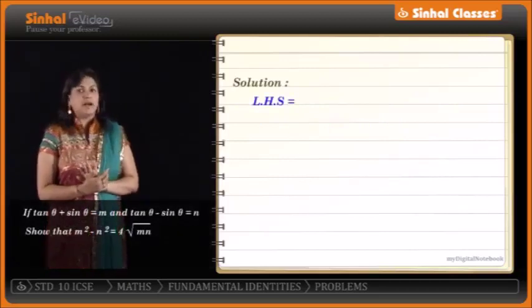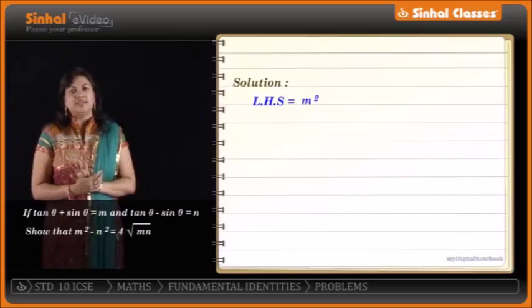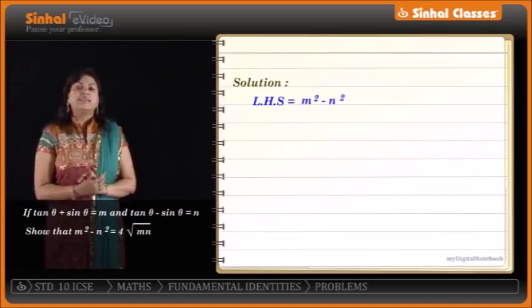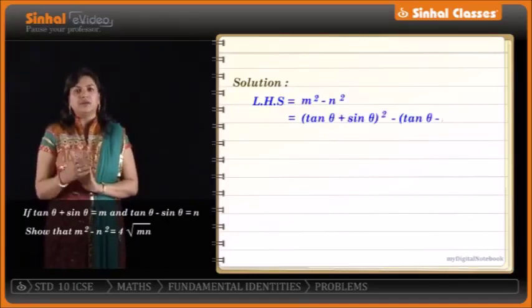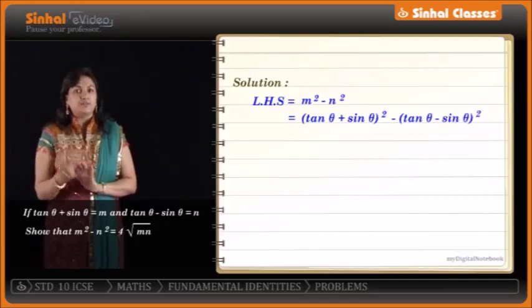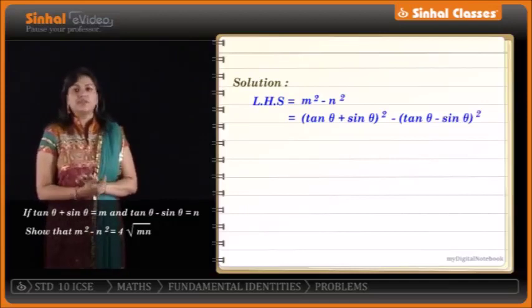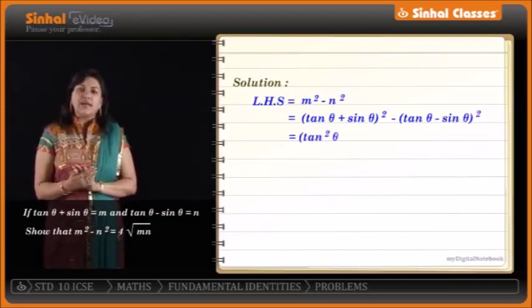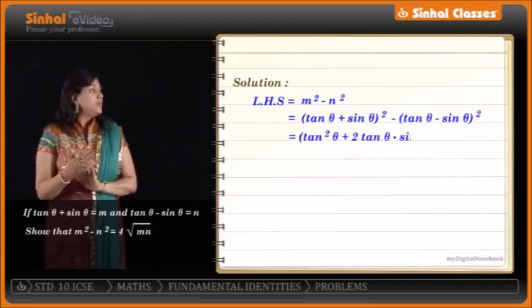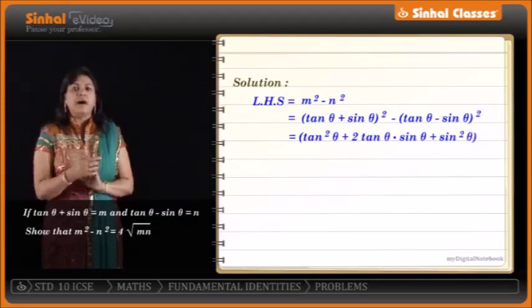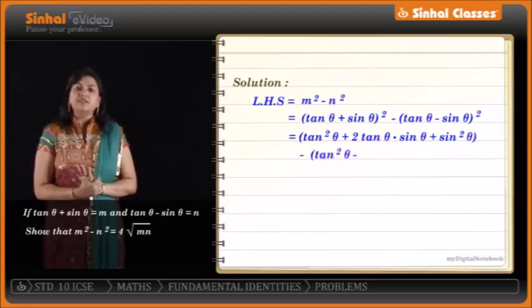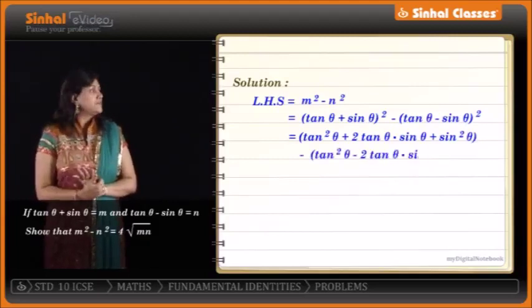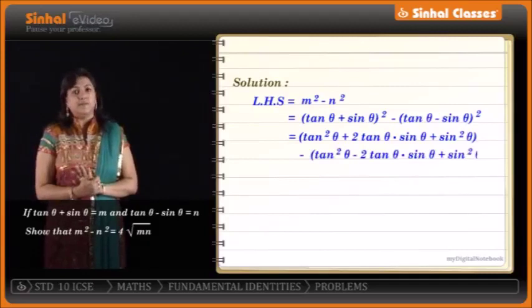Now LHS becomes m square minus n square, which is tan theta plus sin theta the whole square minus tan theta minus sin theta the whole square. Now we expand these as tan square theta plus 2 tan theta sin theta plus sin square theta minus, in bracket, tan square theta minus 2 tan theta sin theta plus sin square theta.